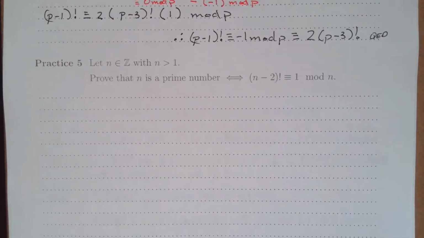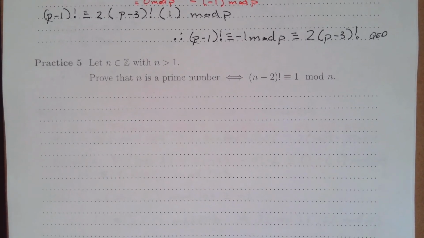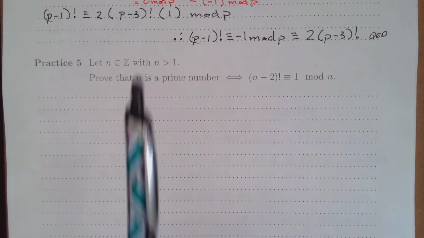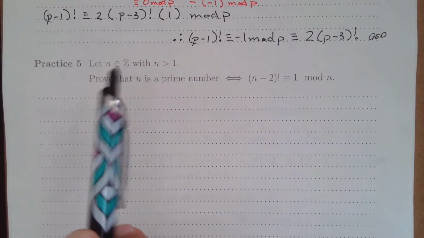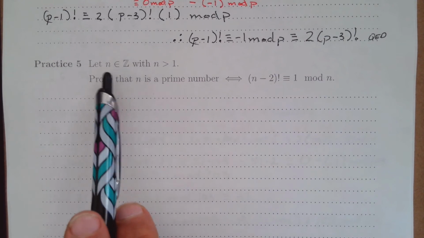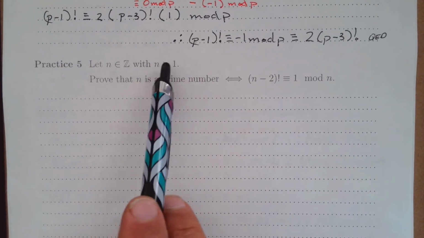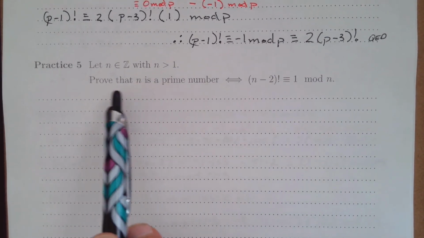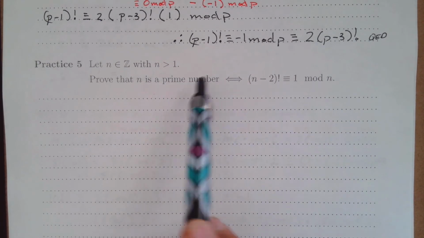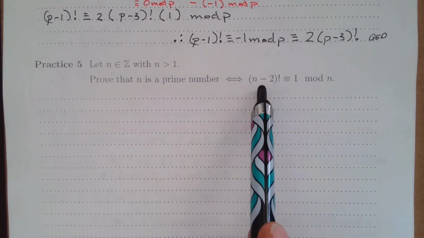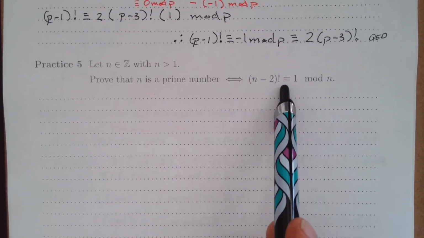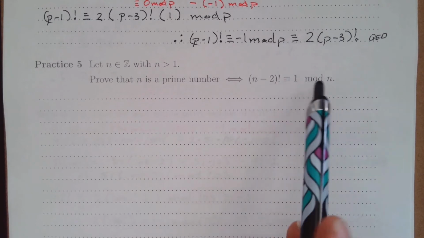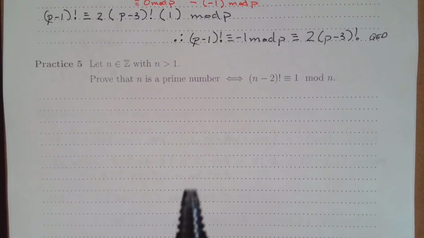We've been doing some work with Wilson's theorem and proving some congruences using Wilson's theorem. Our next problem is going to be another proof, and we're going to say that n is going to be an integer greater than 1. And we're going to prove that n is a prime number if and only if (n minus 2)! is equivalent to 1 mod n. So how can we do this?